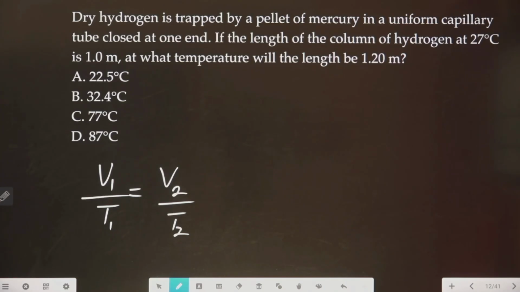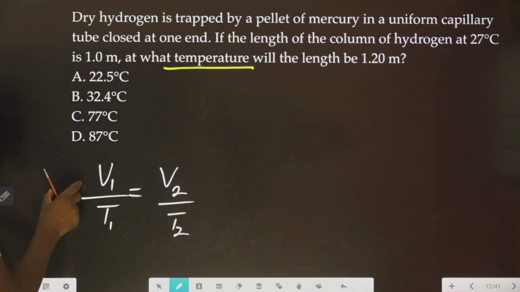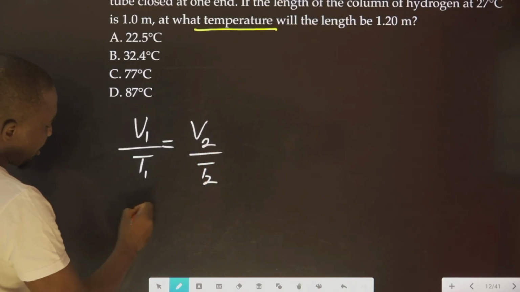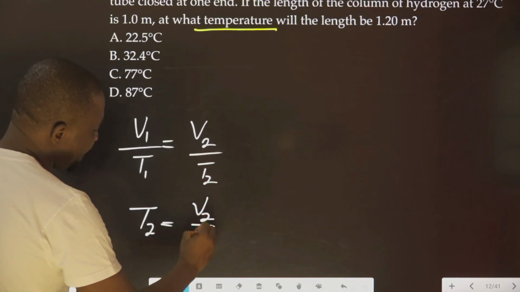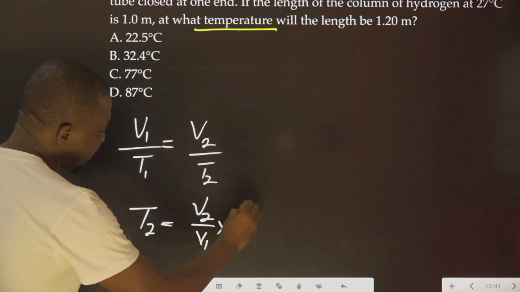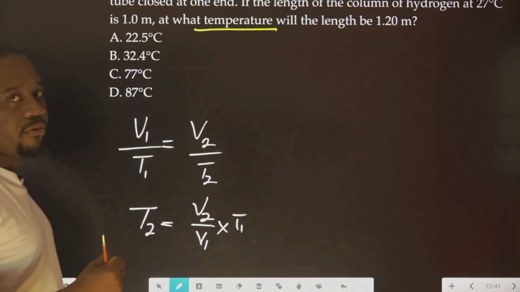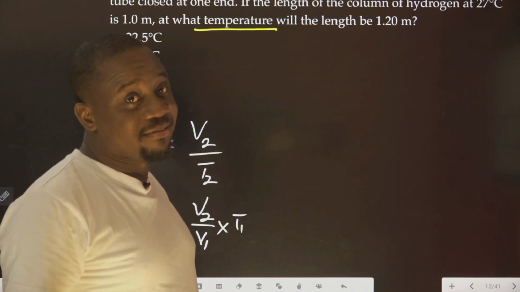Okay? So the next thing you ask me now is, what are we looking for? So you can see, we are looking for T2, this second temperature. So we are going to make this one the subject of the formula. You agree with me? I will bring T2 here. That is V2 over V1 multiplied by T1. Now the next thing you ask yourself is, what is the meaning of volume? Volume is area multiplied by height.